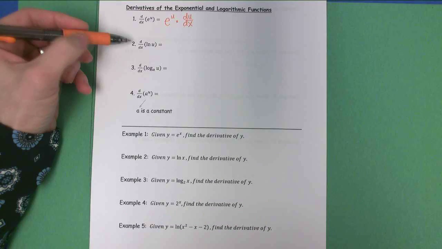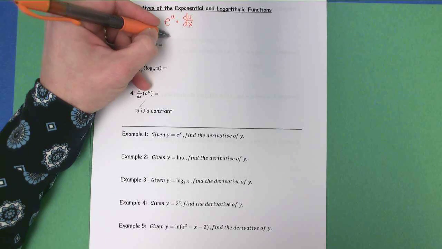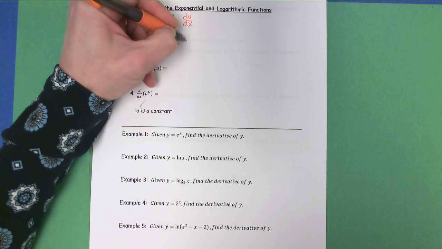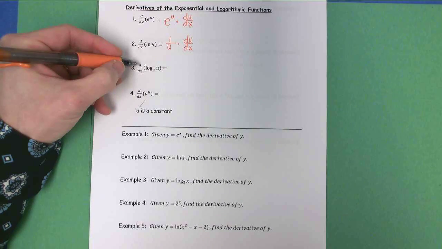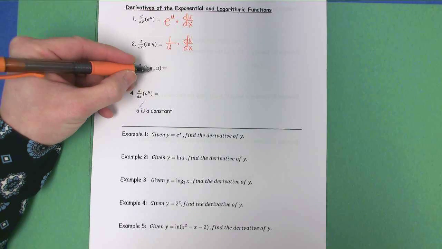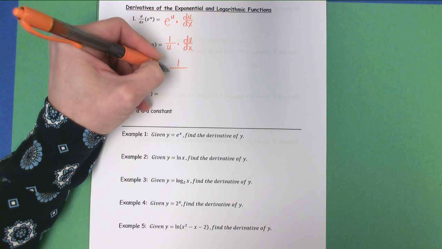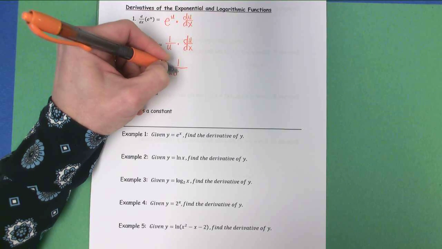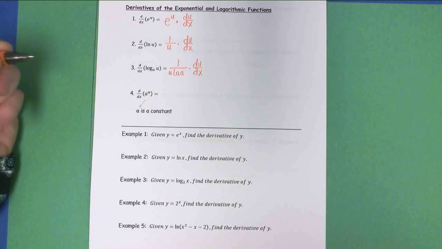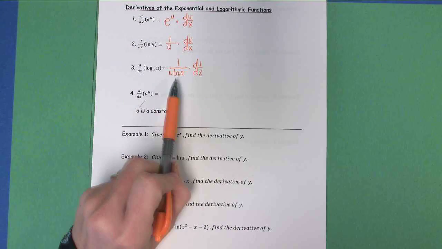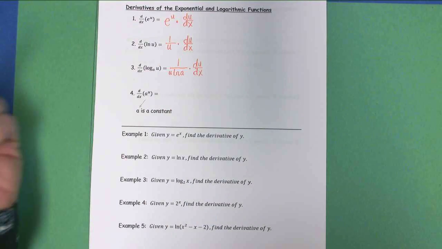Number two, if you're finding the derivative with respect to x of the natural log of u, the derivative is 1 over u times the derivative of u with respect to x. Number three, if you're finding the derivative with respect to x of the log base a of u, the derivative is 1 divided by u times the natural log of a times the derivative of u with respect to x. Some students over the years have said that looks like the word "ulna." I'm going to memorize it as 1 over ulna, which is fine if that helps.